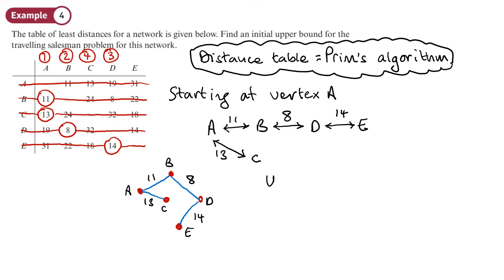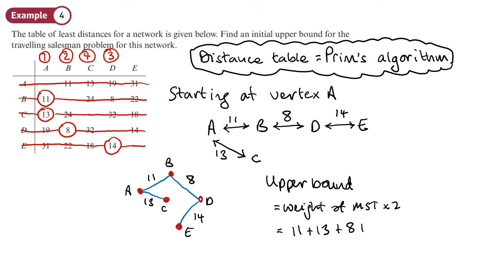If we want to find an upper bound for this travelling salesman problem, it's going to be the weight of the minimum spanning tree times 2. So that's 11 plus 13 plus 8 plus 14, times 2. That will be 46 times 2. So we have 92 as an initial upper bound for the travelling salesman problem for this network.